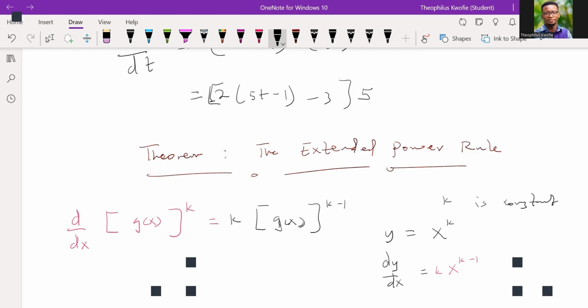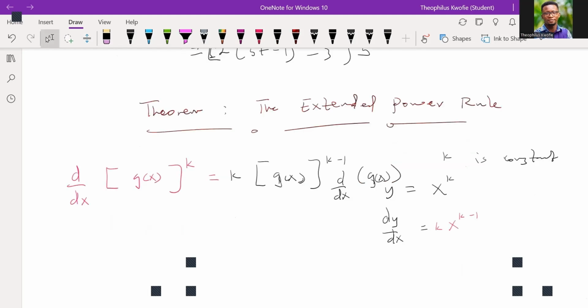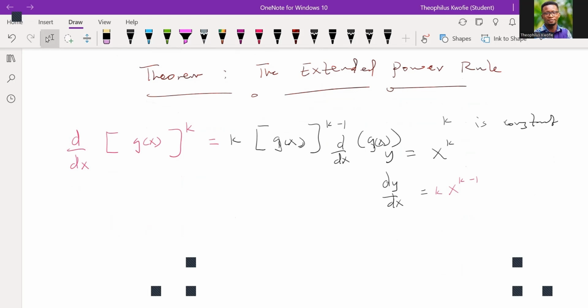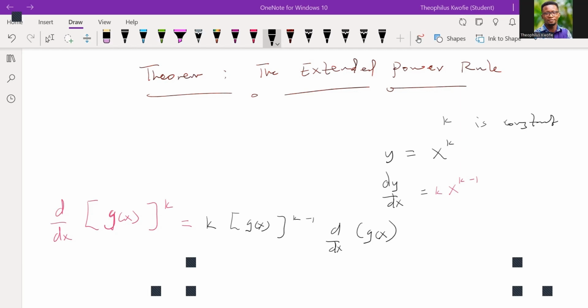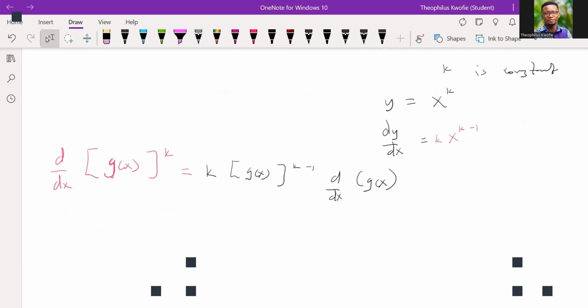But then there's something we need to do over here. Then what? We multiply it by the derivative of the function. So what we do is we multiply by the derivative of the main function. Anytime I give you a function to differentiate, that is what we do over here. All right, so we have something like this. This is very, very important.